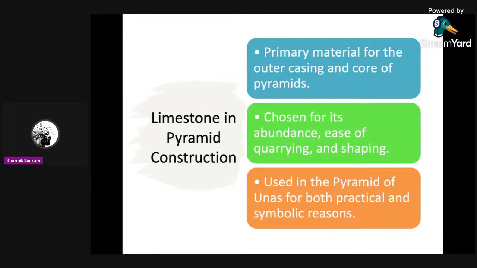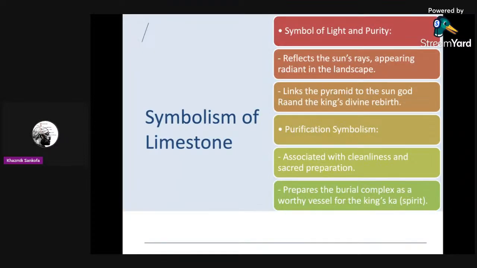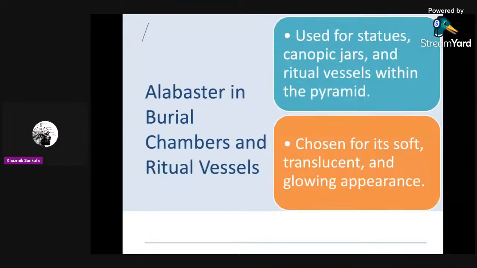Limestone. All right. So limestone was the basic material for the casing and the core. It was chosen because there was a lot of it, basically. And it had both practical and symbolic functions, right? It was a symbol of light and purity. It reflects the sun's rays. It links the pyramid to Ra and the king's divine rebirth. It's a purification symbolism and prepares the burial complex as a worthy vessel for the king's spirit.